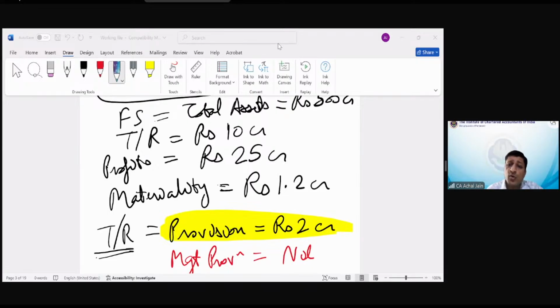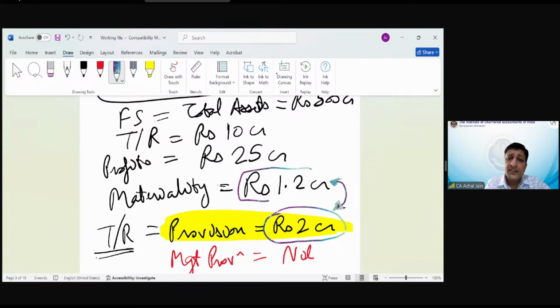Great, Prem says 2 crore. So this is the amount of error. Now, is it exceeding the materiality threshold? The answer is yes. If you compare this to materiality, it is clearly exceeding the materiality threshold. The materiality threshold is 1.2 crore, and the error is 2 crore. So definitely it's a material misstatement.